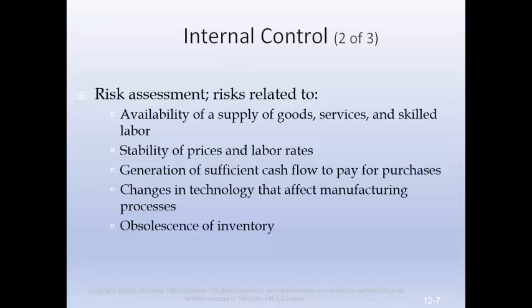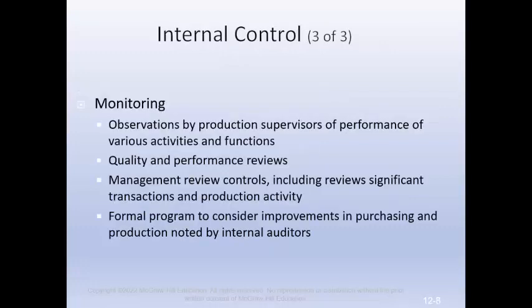Aspects of concern to the auditors include management's assessment of risk related to the availability or supply of goods, services, and skilled labor, stability of prices and labor rates, the generation of sufficient cash flow to pay for purchases, changes in technology that affect manufacturing processes, and the obsolescence of inventory. Relevant monitoring controls for the purchases cycle include management's review of reports for purchases from suppliers, inventory on hand, and accounts payable balances.